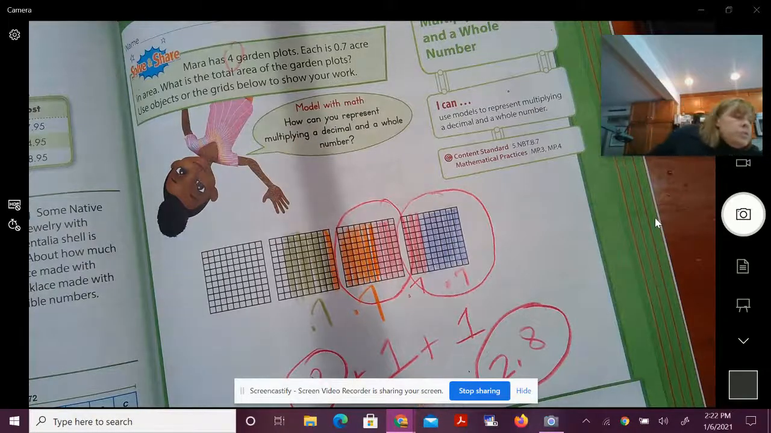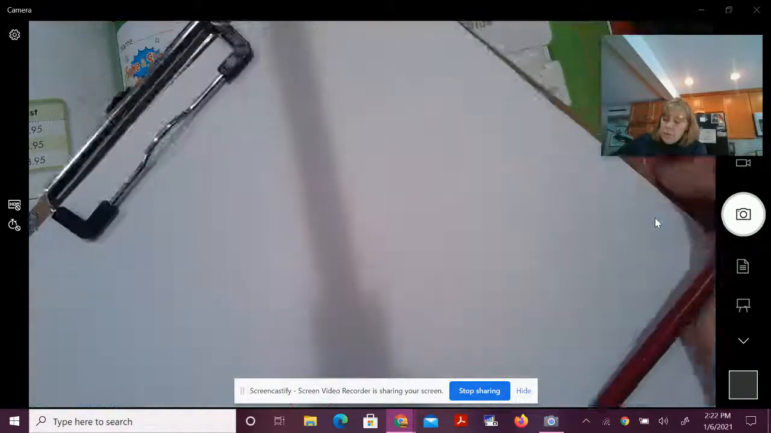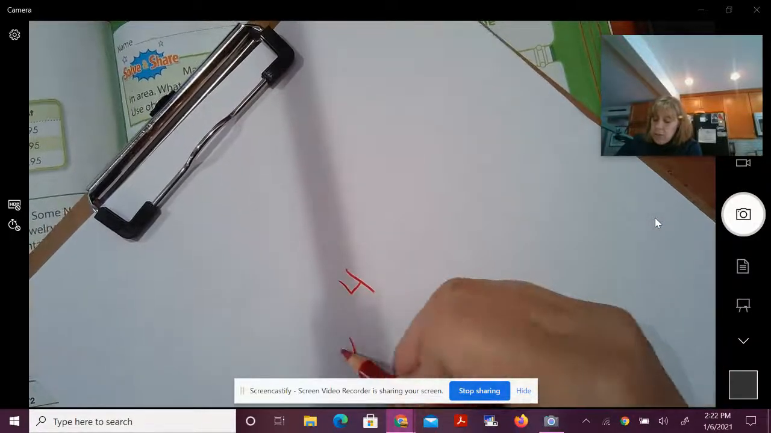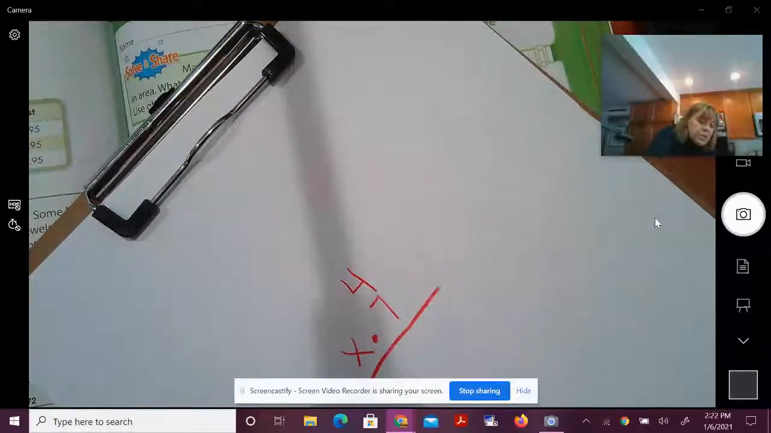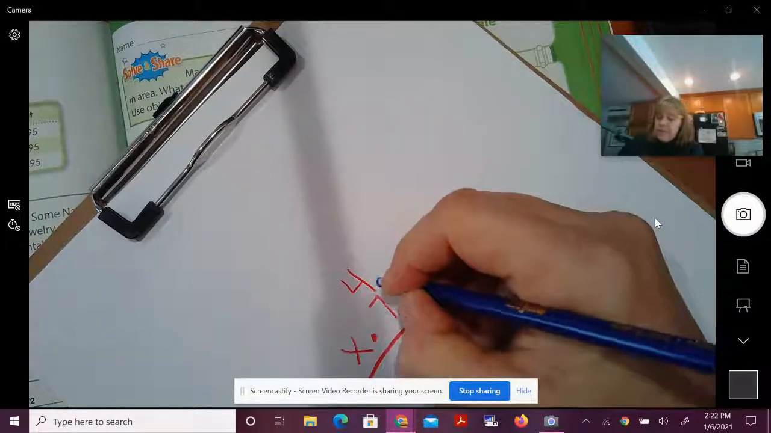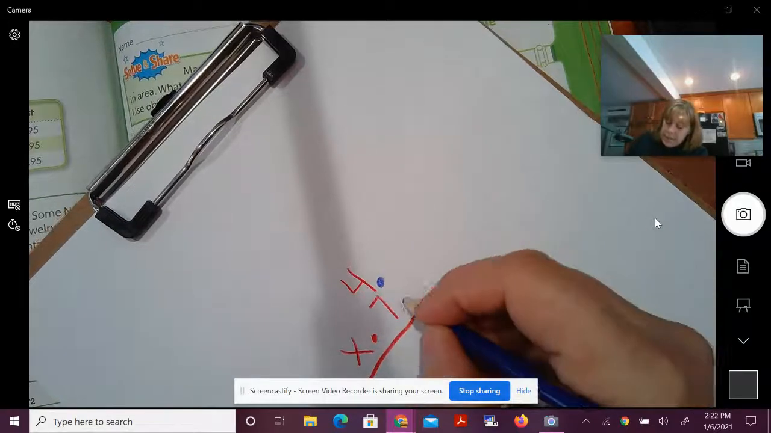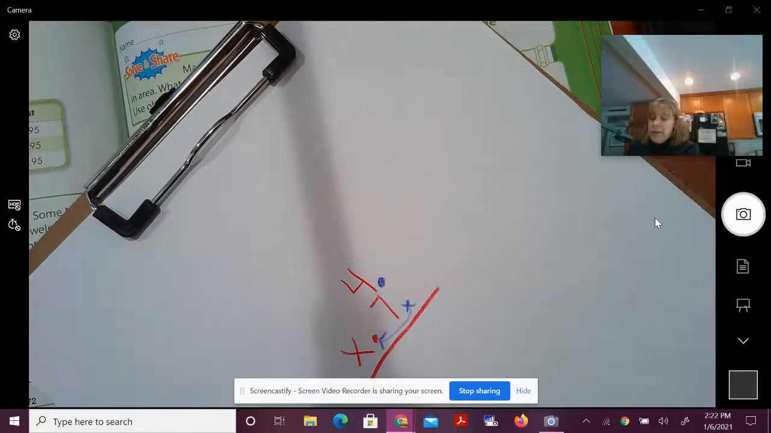But I also want to show you, if you weren't using a model, how you would multiply that. So we said that there are 4 garden plots, and each one is 7/10, right? So we know in the number 4, there is a decimal to the right of the 4. It's invisible. We don't write it unless we need it. And then the decimal here, just keep in mind, is to the left of the 7. So technically, it has moved 1 place over, because normally it would be found right where that X is.